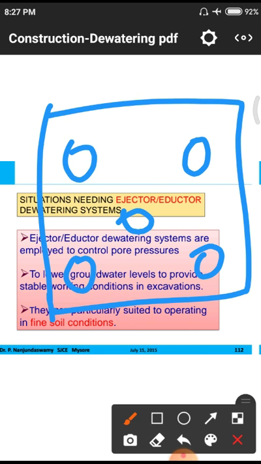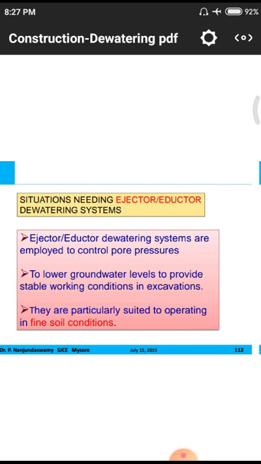We need to use huge amount of electric power and systems to draw water from below the earth surfaces, so whenever we are having these pore pressures on the earth surfaces, due to those pore pressures, water will not come easily. We need to apply huge amount of force onto the pumps and huge amount of electricity to control those kinds of systems. Especially we have to use these ejector or eductor dewatering systems.